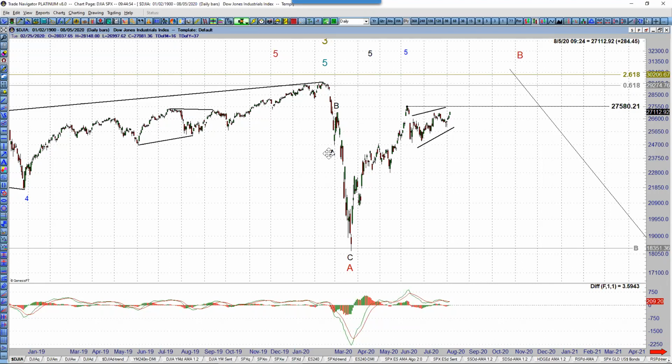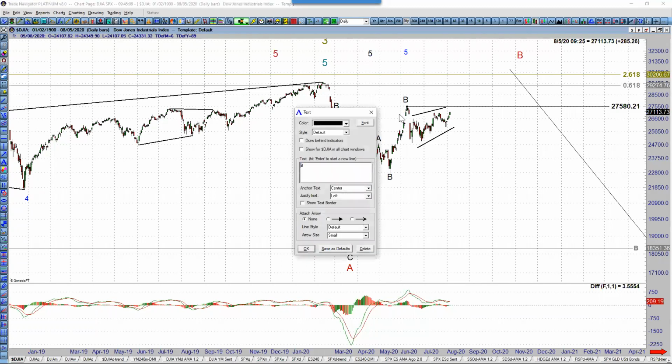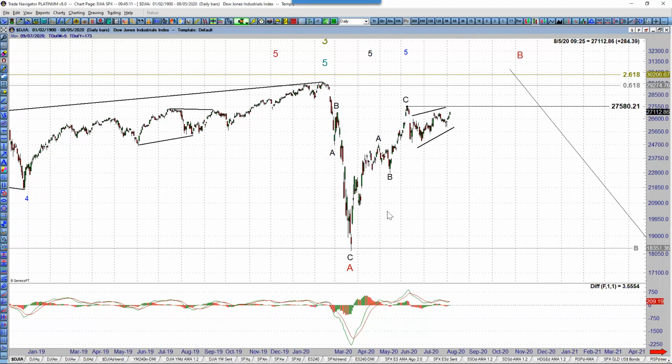But then on the way up, this looks like, to me, an ABC to the upside. Now, can anyone tell me why I wouldn't label this as a 1, 2, and 3, wave 3? Anybody? And we might want to go back to some of the original rules.